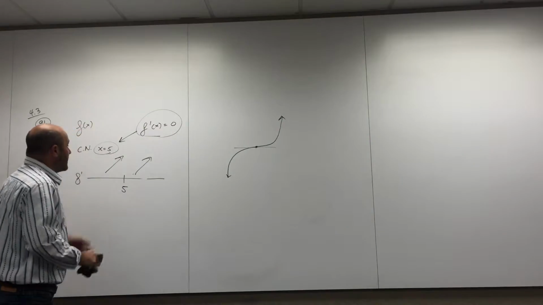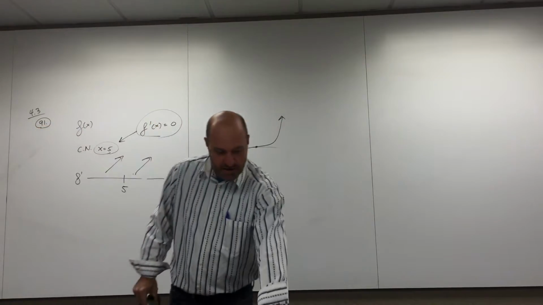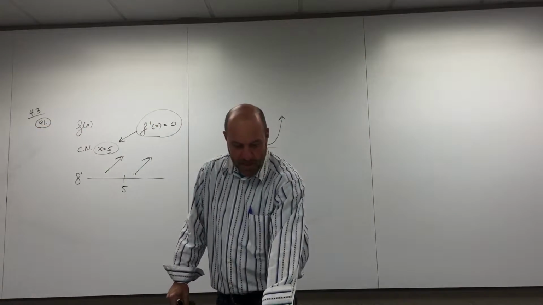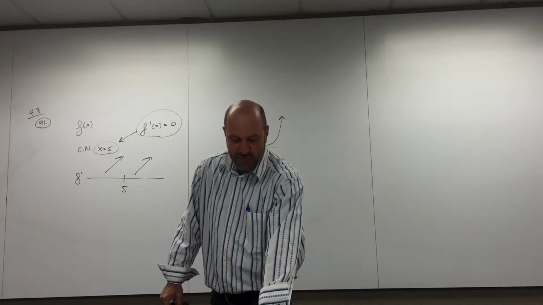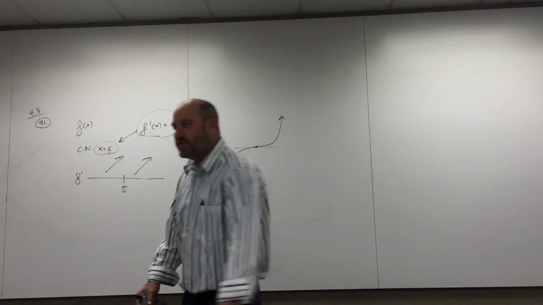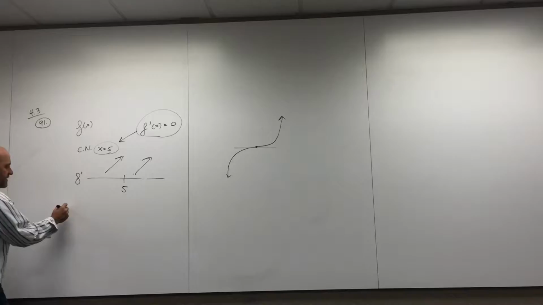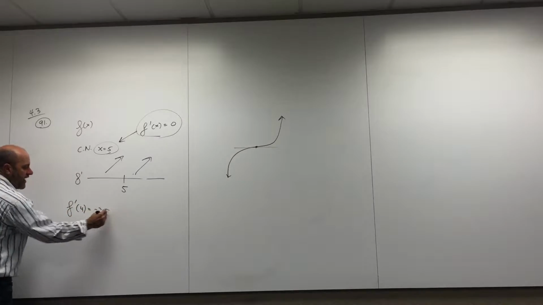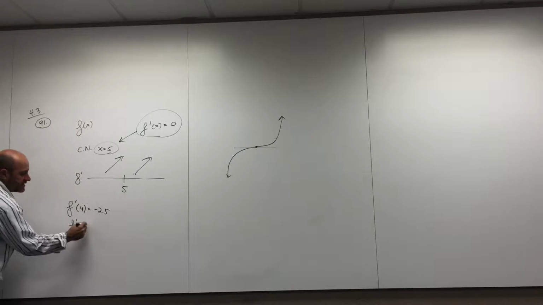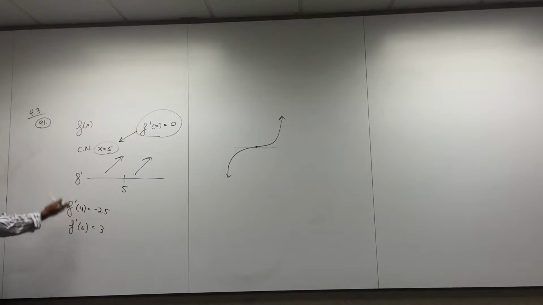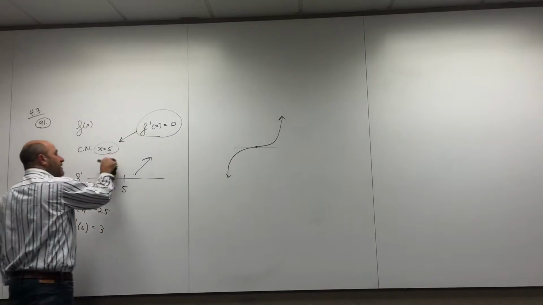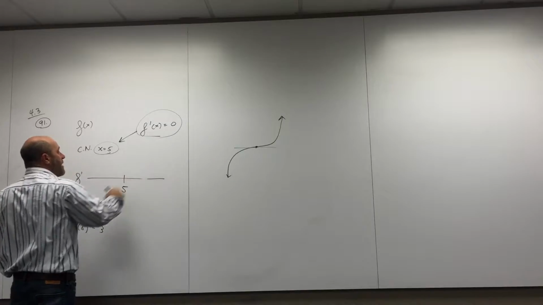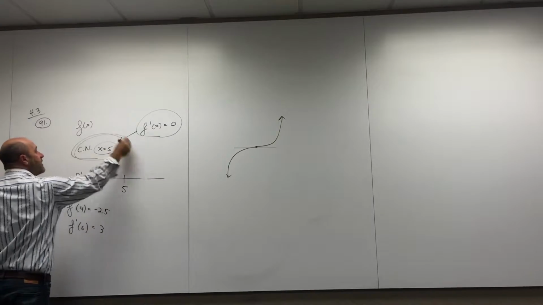Anyway, back to 91. What it did tell me is this. F prime of 4 is negative 2.5 and F prime of 6 is 3. They gave me this piece of information. Now I'm supposed to use that information and reach a conclusion for them about this x equals 5.